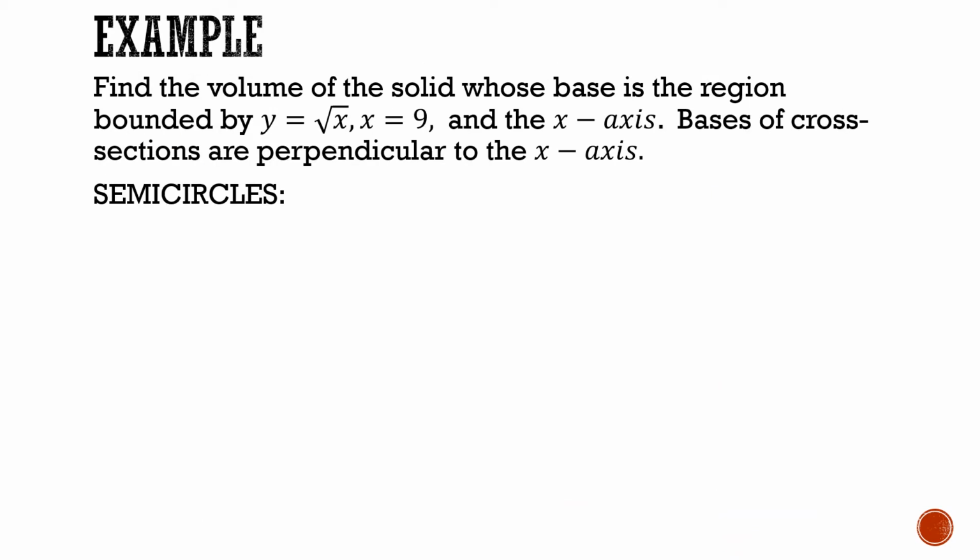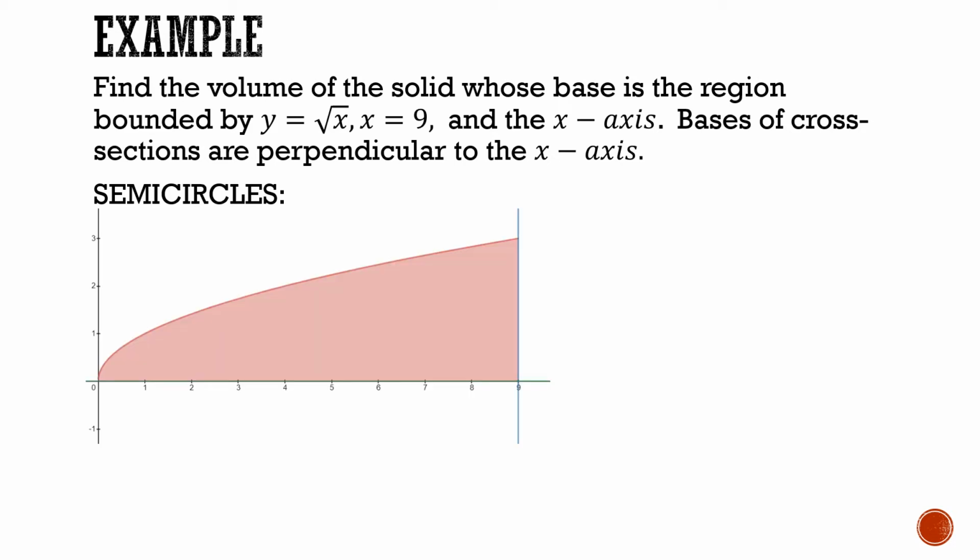All right, so next example, it says find the volume of the solid whose base is bounded by y equals square root of x, x equals 9, and the x-axis. So it's the same exact example, except this time we're going to be using semicircles. So instead of squares, we're going to go semicircles, but we're still perpendicular to the x-axis. So again, I'm going to graph out my region. I'm going to draw my little base, understanding that my base actually looks like a semicircle right now.